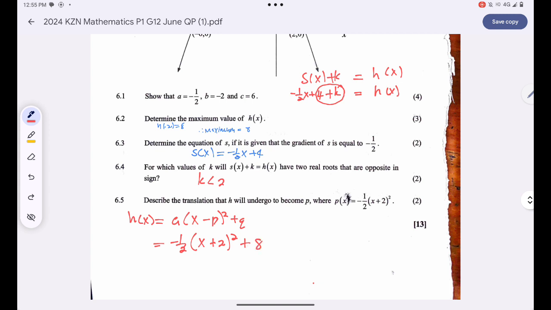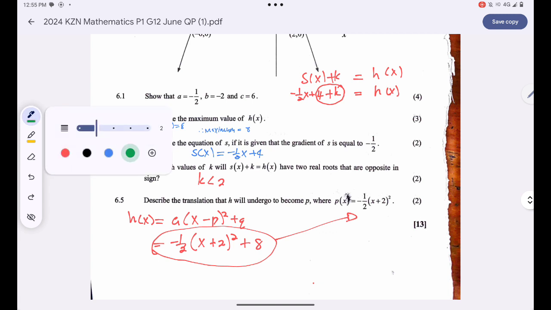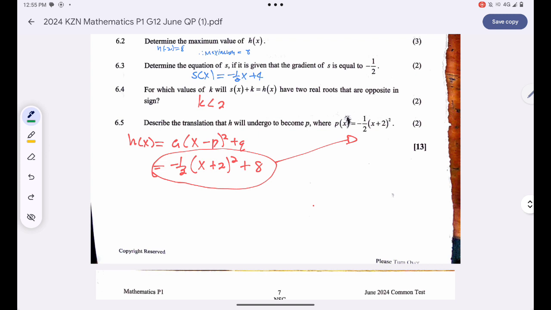So they want us to know how must this be translated so that it will look exactly like that. These two things are the same. The only difference, on the graph of h, we have our turning point at y is equal to 8, but over here the turning point is at y is equal to 0. So the only thing we have to do, we must just shift our graph 8 units down. The graph should be shifted 8 units down. That's how, guys, we should have tackled the 6th question over there.